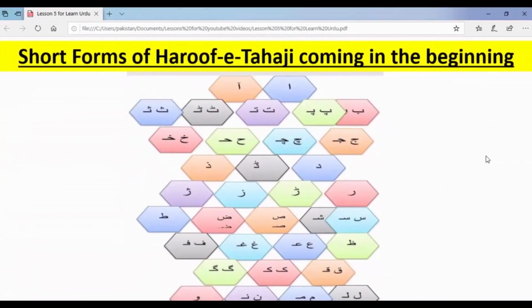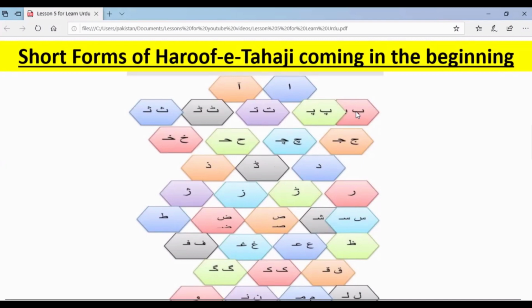Lesson number 5. There is a chart with short forms of Haruf Tahajji coming in the beginning. There are a few Haruf Tahajji which always come with full shape. For example, Alif and Alif Madda. Then Dal, Dal, Zal. And Re, Ade, Ze, Ye. These letters always come with the full shape.